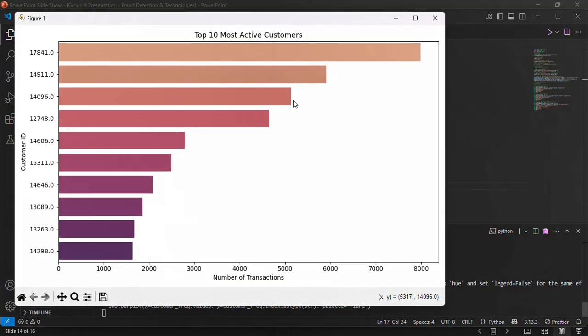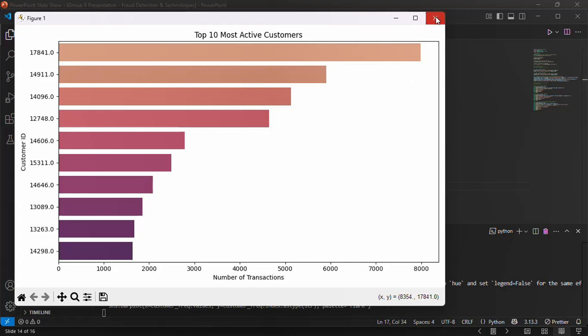So let me just cancel. The second chart here displays the top 10 most active customers, which can help us see if certain users are disproportionately active, which may warrant investigation as well. So this is our second graph.